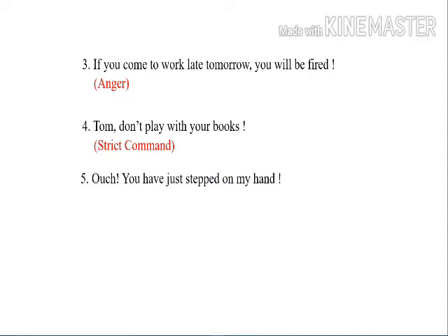Number five, ouch. For this sort of word, we should use an exclamation mark, and you have just stepped on my hand. I have used an exclamation mark again, because we want to express pain. And number six, wow, what a beautiful house. Of course we are using it on both sides. We have used an exclamation mark here, that means for expressing amazement, we should use an exclamation mark.